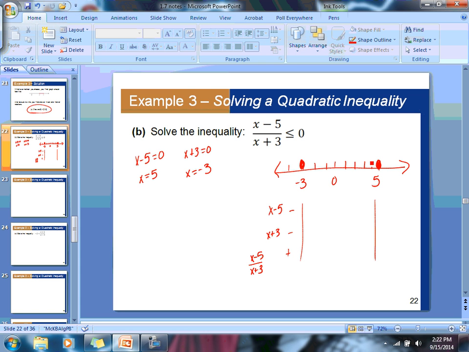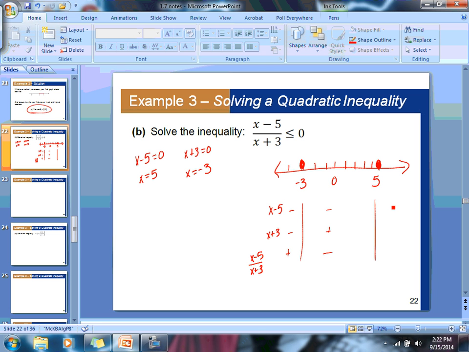In between, I can pick any of these values between negative 3 and 5. I'm just going to pick 0. 0 minus 5 gets me a negative value. 0 plus 3, that's a positive. Negative divided by a positive, that's a negative.